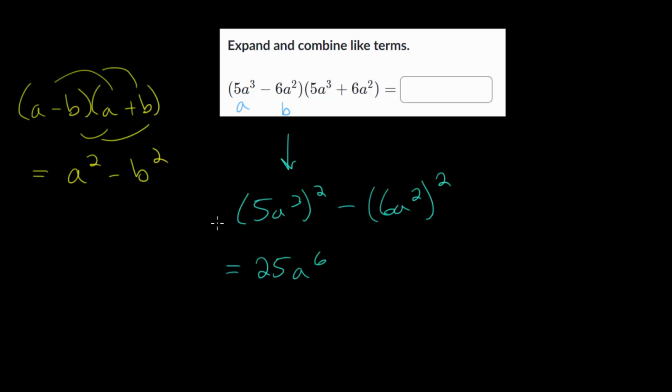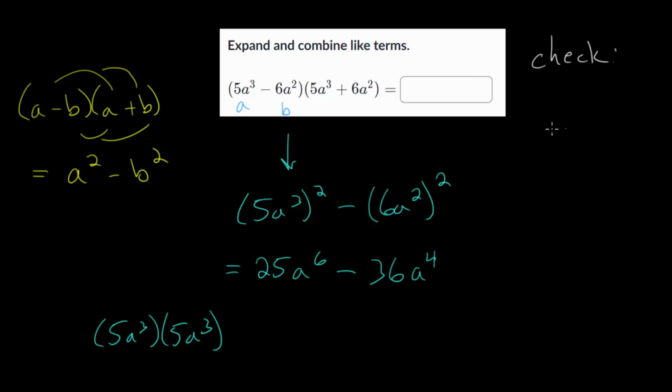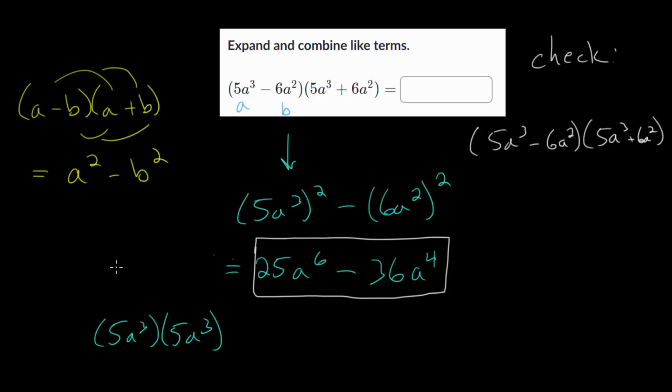Now you could also just write this out as 5a to the third multiplied by 5a to the third and just multiply the two monomials, but it is helpful to often look at it in two different ways. Likewise here, we are squaring the 6, so that's 36, and we are squaring a squared, so that is a to the fourth. And as a way to check this, we are just going to multiply this out using distribution. So we'll take our 5a to the third minus 6a squared and multiply it by 5a to the third plus 6a squared, and just double check that we do get this as a final answer.